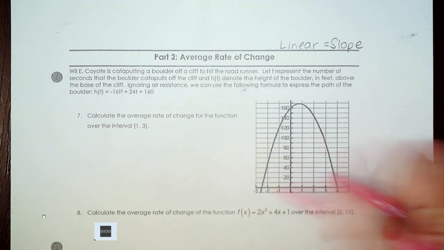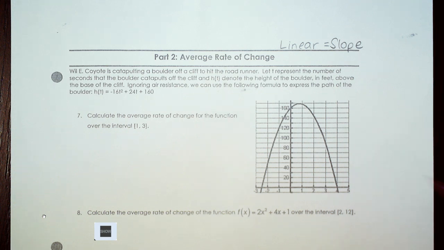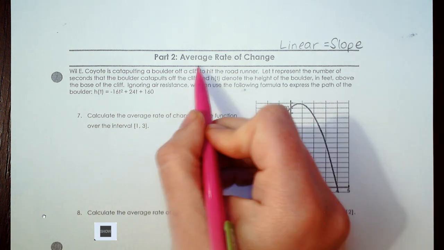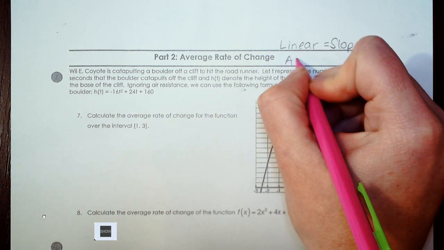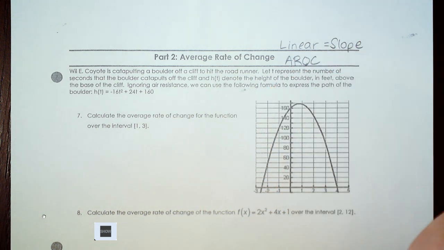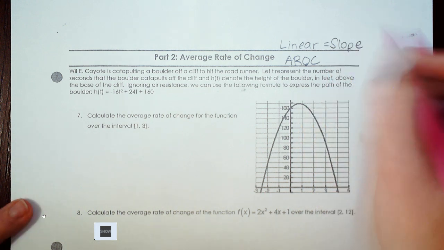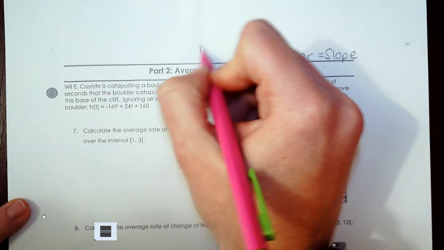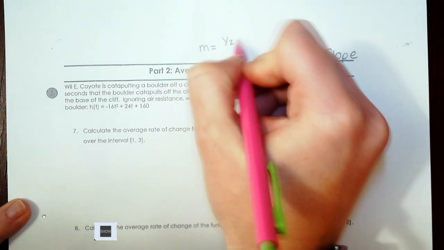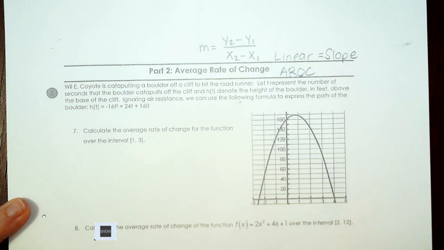So if you were to say, well, what's the slope of this equation? It would be different in different places. Okay, so for quadratics, it's called average rate of change. Sometimes we simplify that to AROC, average rate of change. You still solve it the same way. So we're still going to use m equals y2 minus y1 over x2 minus x1. Okay, so this is a little bit of review with just a hint of new stuff.